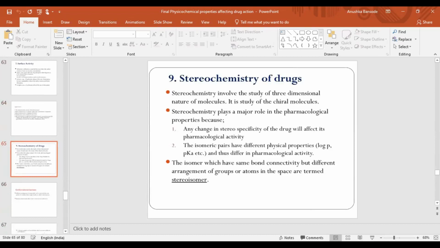Then comes the stereochemistry of a drug. The stereochemical aspect is to be critically studied because the binding of a drug specifically to the receptor depends on the arrangement of atoms and groups in space. So stereochemistry is the arrangement of atoms and groups in space. And we are going to see three parameters when we study stereochemistry: optical isomerism, geometrical isomerism, and conformational isomerism.